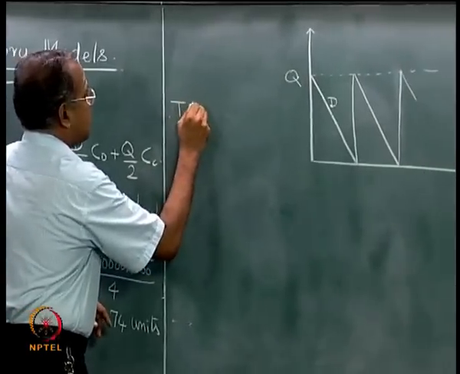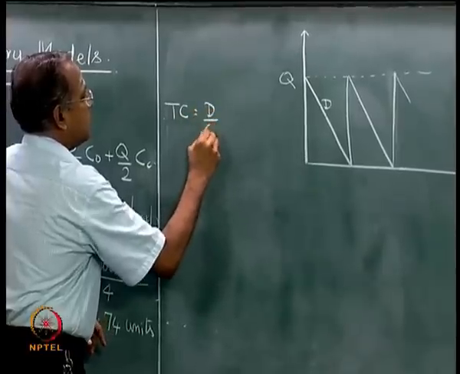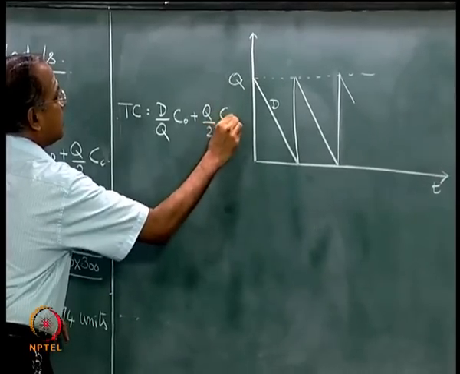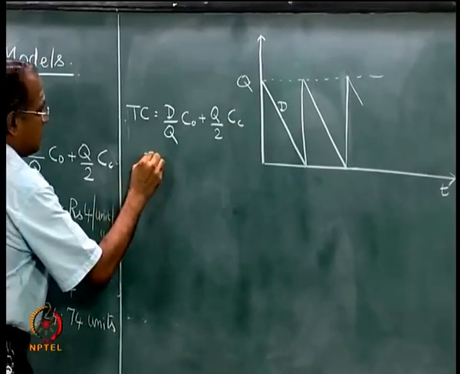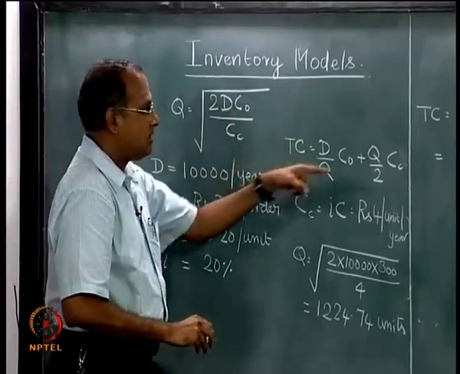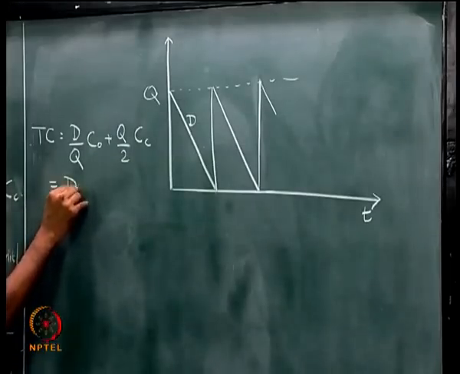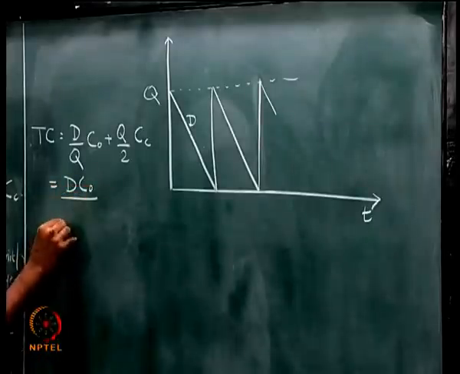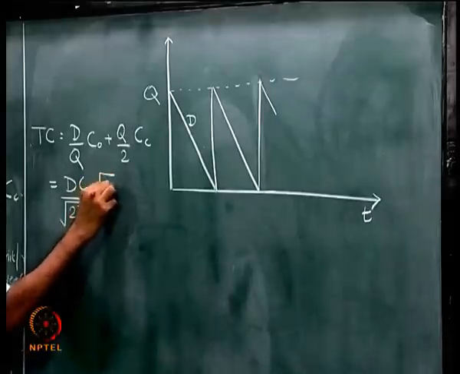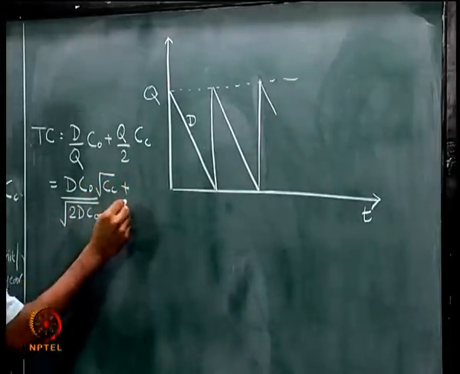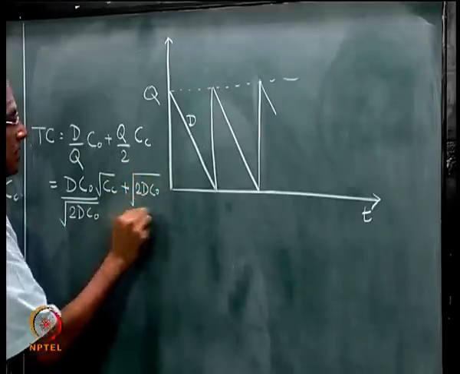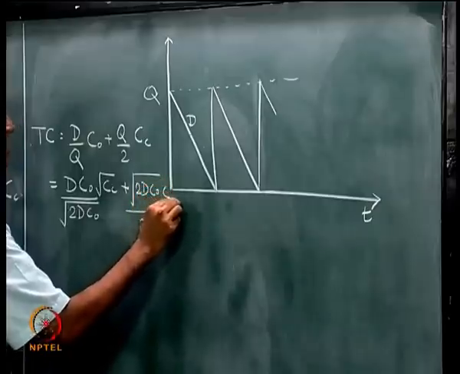Now total cost Tc is equal to D by Q into C0 plus Q by 2 into Cc. Now Q is given by root of 2D C0 by Cc. So on substitution we will get D C0 by root over 2D C0 by Cc, plus root over 2D C0 by Cc divided by 2, into Cc.